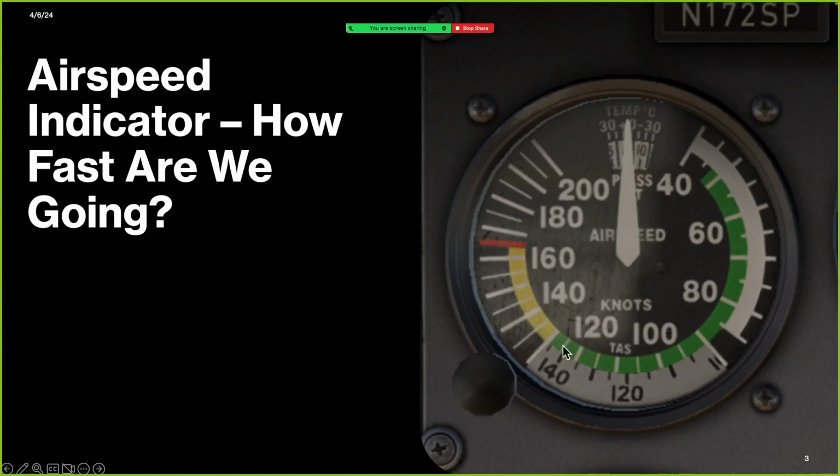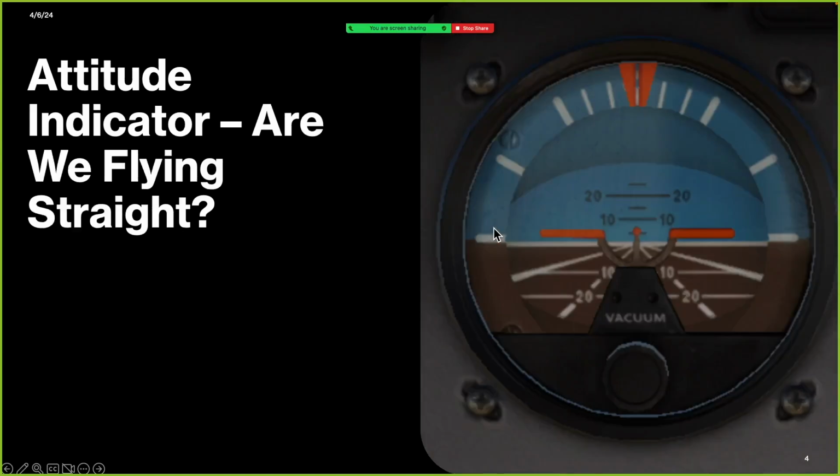Do you know what we call this flight instrument? It's called the airspeed indicator. The next one is gonna be the attitude indicator. We're gonna be looking into that too today. It's basically like, are we flying straight? Looking at this instrument, you can tell if your aeroplane is flying straight or not. Because if it is at this bar, that means your angle of attack is at 10 degrees, so you are basically going up.